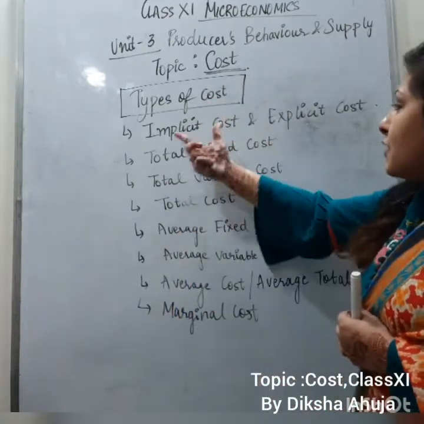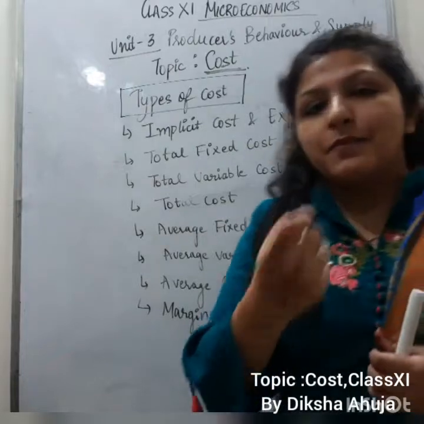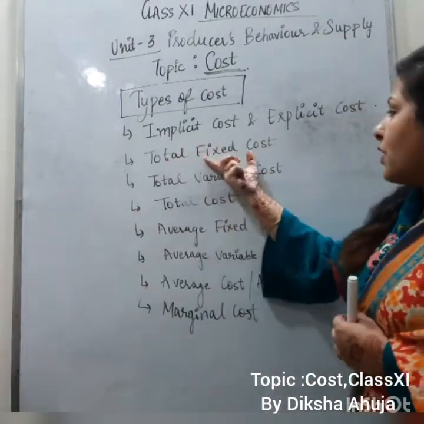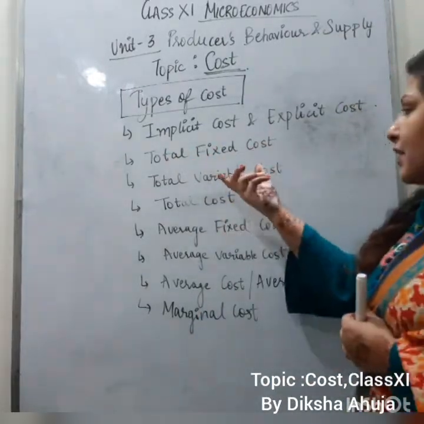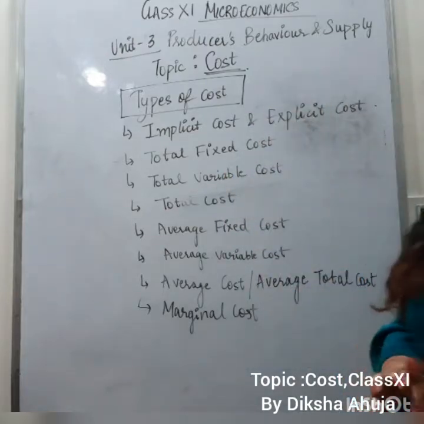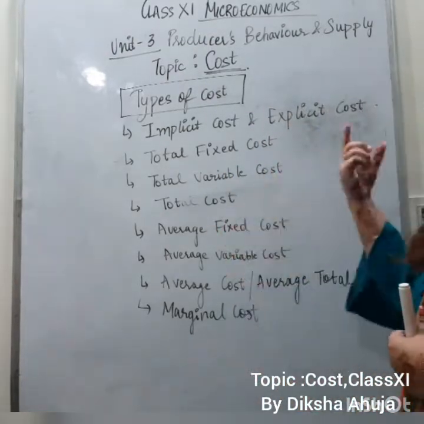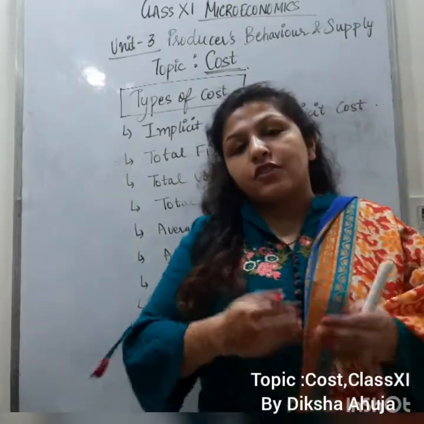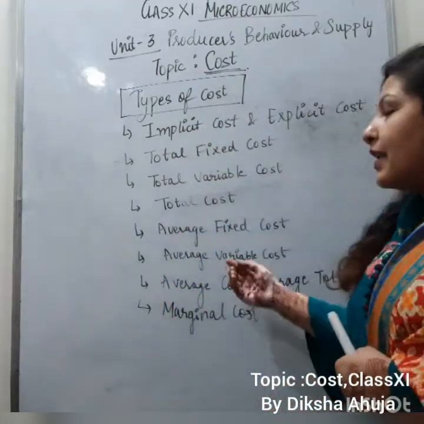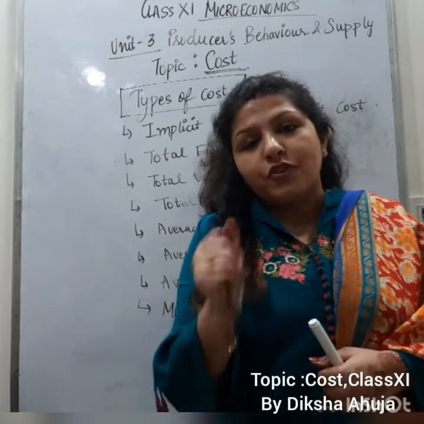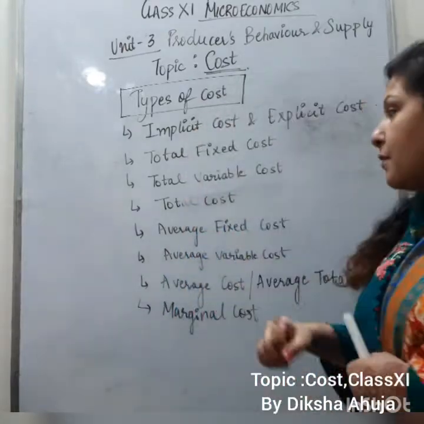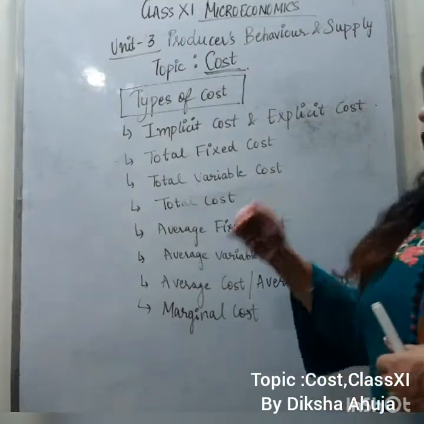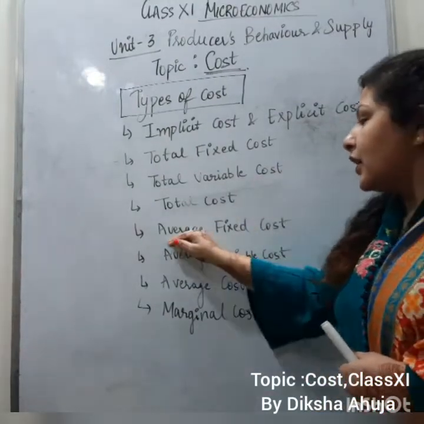So cost, firstly we'll know the difference between implicit and explicit cost. Then we'll know about total fixed cost. What do you mean by fixed cost and variable cost? This is all about the short run, not the long run. You should know that. And then we'll know about total variable cost. Variable cost says that which changes with the change in output. Likewise, if you are producing more shoes, you want more leather if you are making shoes. Then we'll know about total cost, adding up the fixed and variable cost.